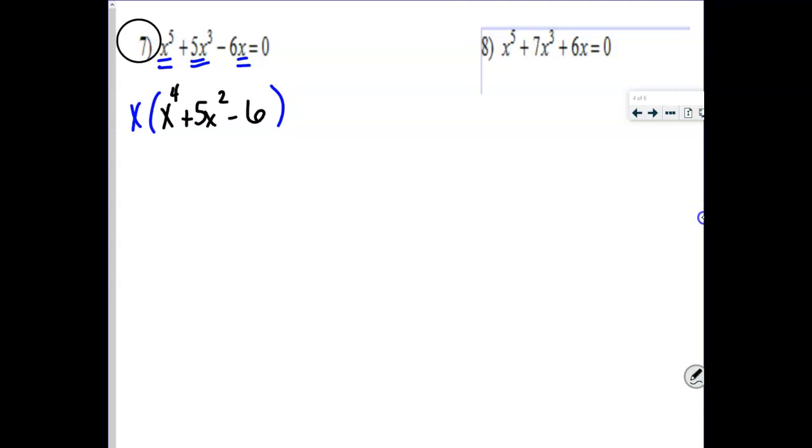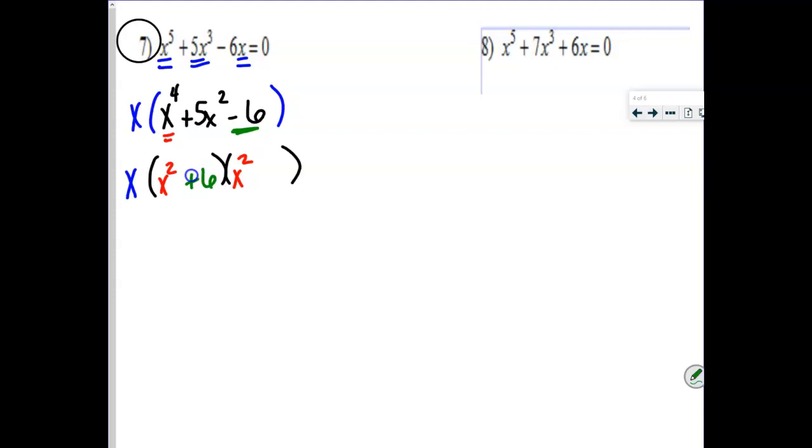Now that trinomial factors. So leave the x in front, and it's just a little reverse FOILing factoring question where we're going to use x squareds for the lead term, because that would be x to the 4th. It would work out in my arches. I need the ends of your factoring to multiply to negative 6 and add up to positive 5.